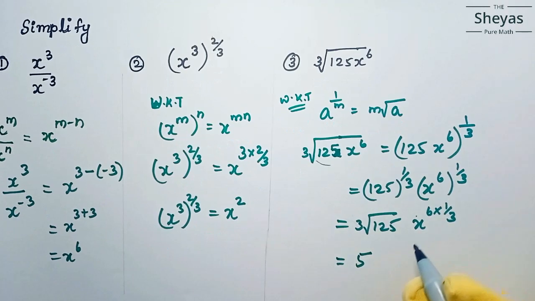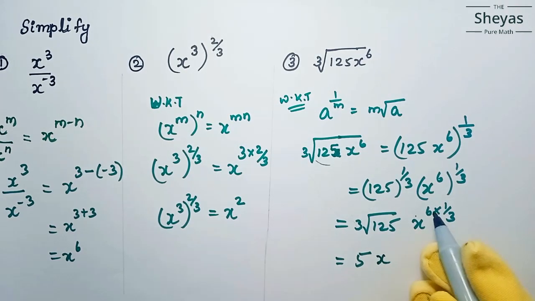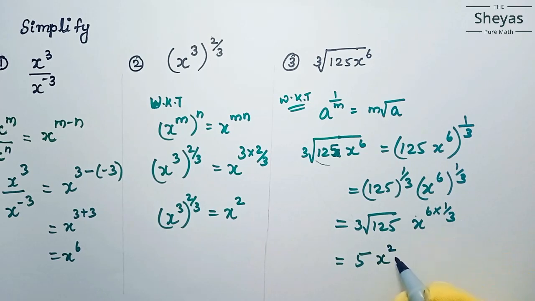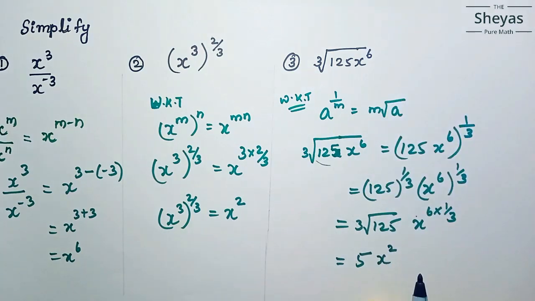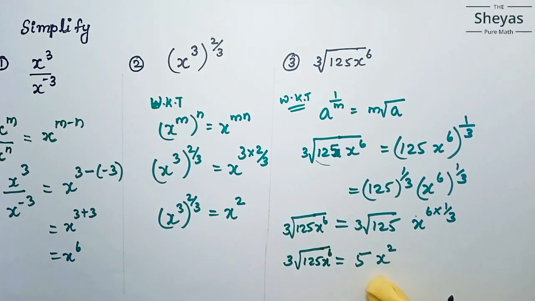Then next, x power 6 into 1 by 3 is what? 2. If you cancel out 6 divided by 3, you will be getting 2. So 5x power 2. So 5x square is the required answer. So cube root of 125 x power 6 is equal to 5x square. So this is the required answer.